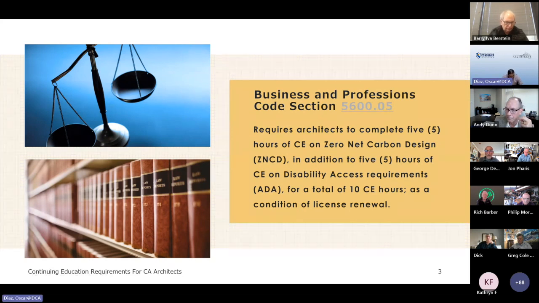Under this law, the board conducts random audits of licensees' continuing education records to verify the coursework completions. For that matter, architects are required to maintain coursework documentation for a minimum of 2 years from the date of their license renewal.